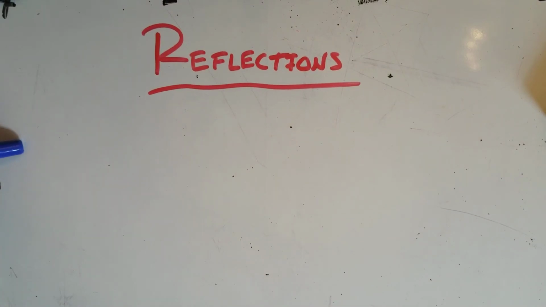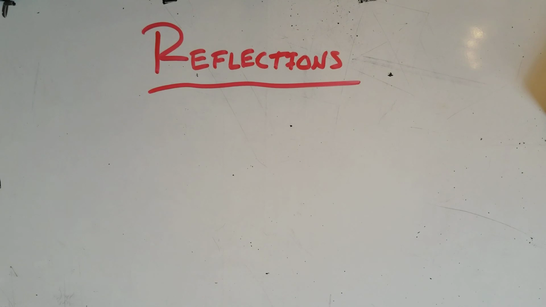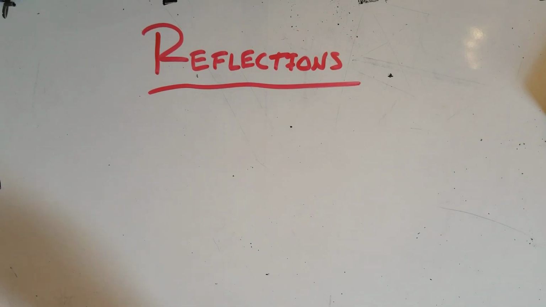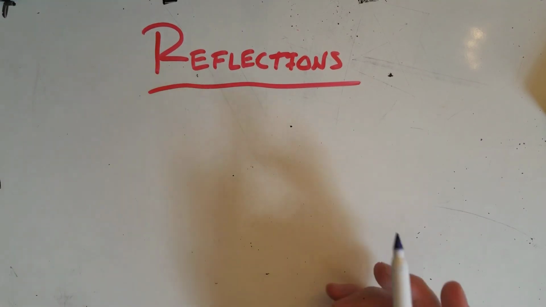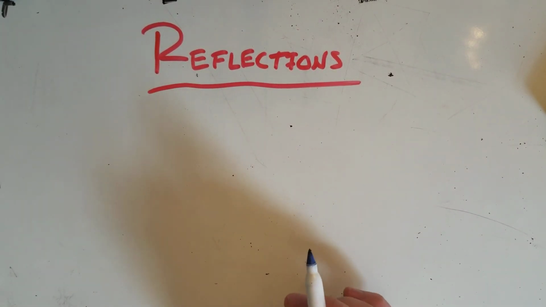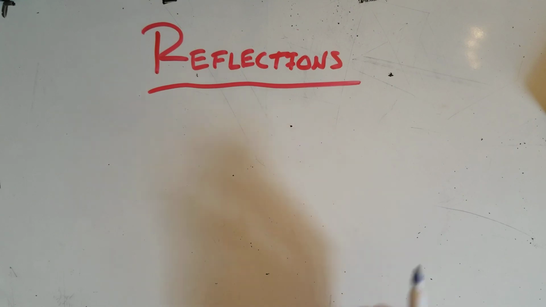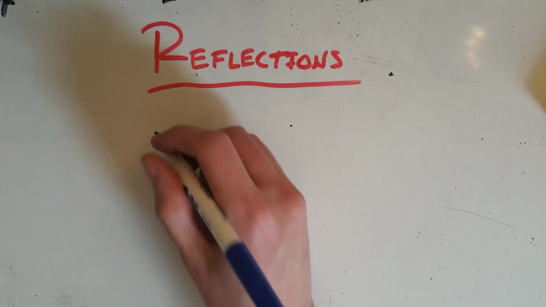Hey guys, today we're going to be talking about reflections. So this is another type of transformation, and a reflection is like a mirror image of something, also called a flip of whatever our shape is. So when it comes to a reflection, you are reflecting over a line of reflection.